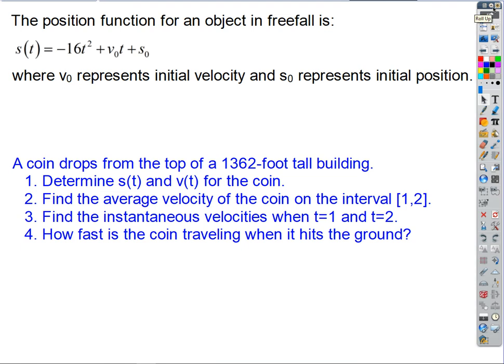Okay, so let's look at this. Here's a position function of an object in free fall. V sub 0, we call that V naught, represents the initial velocity. S sub 0 or S naught represents the initial position. Well, we say S naught.